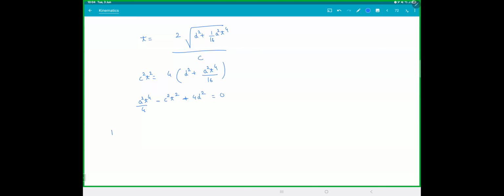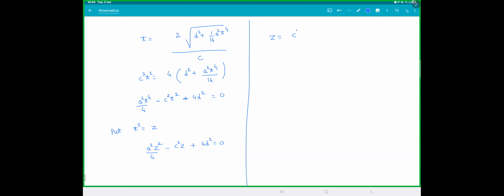So what we can do for convenience, put t square is equal to z. Then this will become a square z square by 4 minus c square z plus 4d square. It'll be z square in the first term. Now it looks like a quadratic equation. Now you know how to find the roots for z.